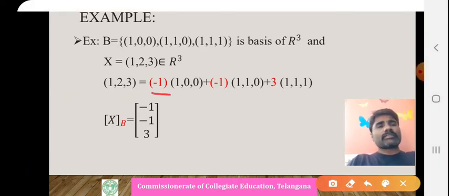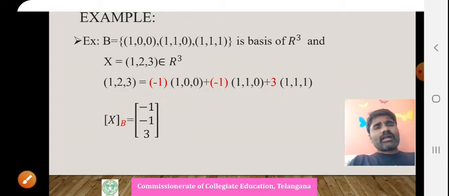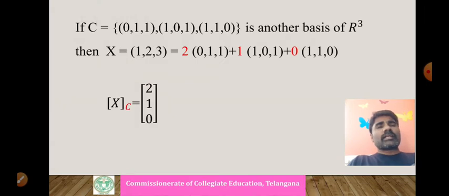These are the coordinates. That's why the coordinate vector is given with respect to the basis B of the vector space R cube. Now let us take another basis of R cube, that is C equals (0 1 1), (1 0 1), (1 1 0), which is also a basis of R cube.